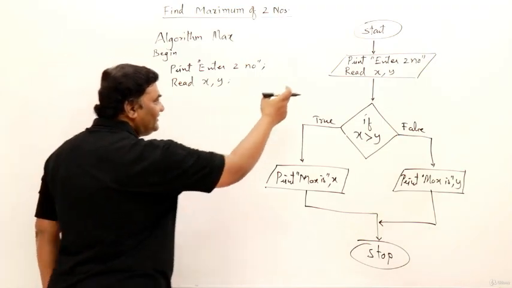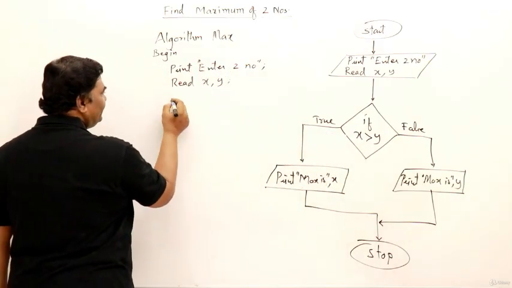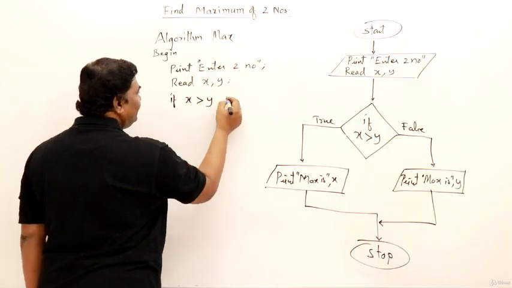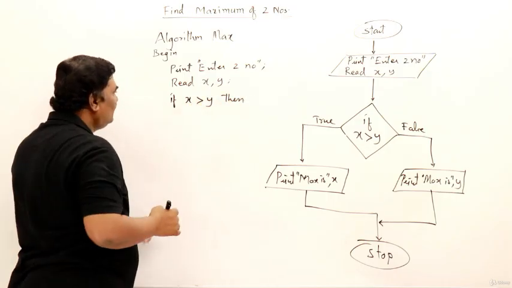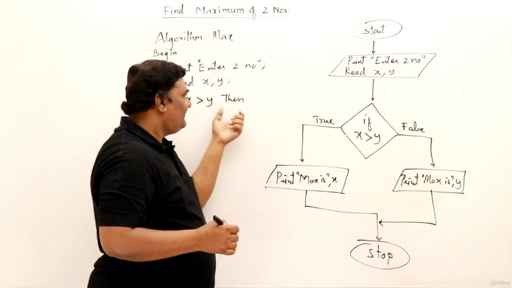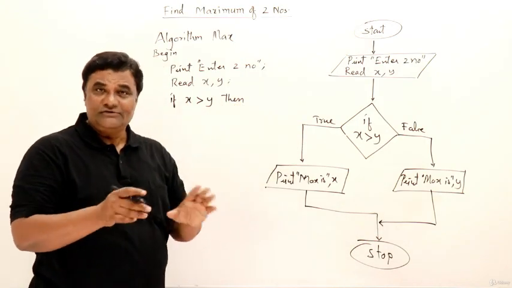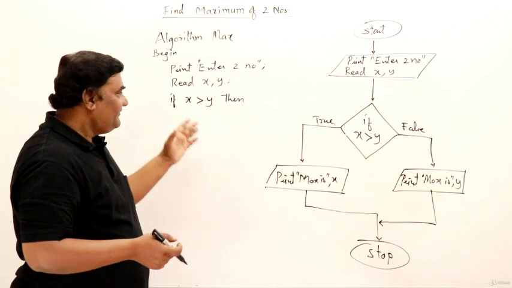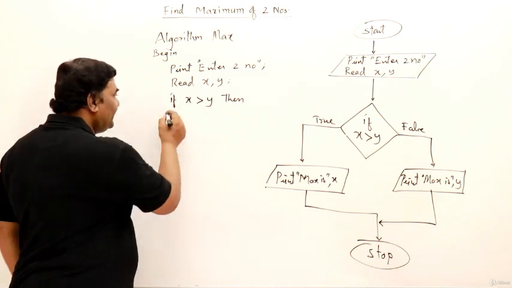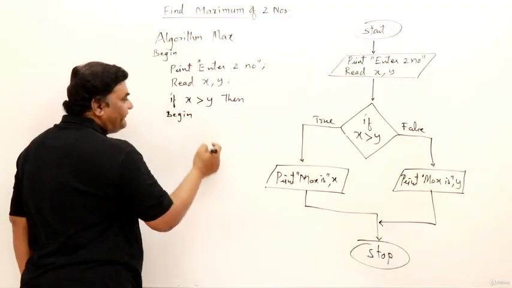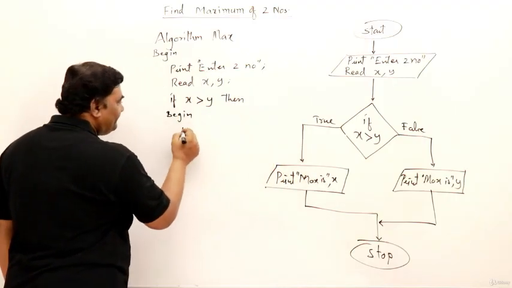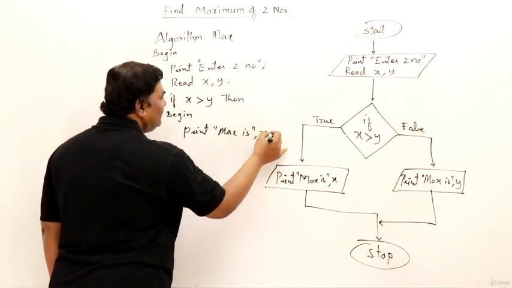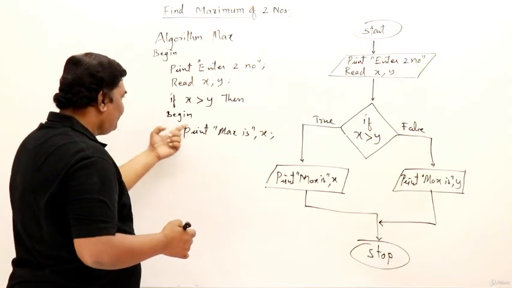Then after this, if is there. So watch this carefully. If x is greater than y, then. I have written then also. So it's a choice. If you don't want to write then, you can skip it also. But it looks like an English statement. If x is greater than y, then begin. So what is there inside if? We have to print this one. So print max is x. That's it. So this is end of if block.